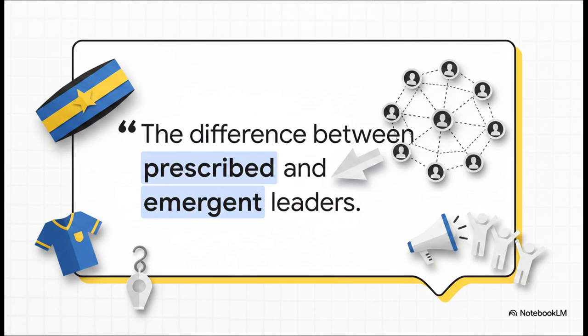There's this really essential quote from the source material regarding leadership theories you'll need for your assignment. The difference between prescribed and emergent leaders. Now, a prescribed leader is the person officially appointed by the coach or manager. They're handed the captaincy. But an emergent leader? That's the person the sociogram proves everyone naturally gravitates toward and looks to for guidance, regardless of any official titles.